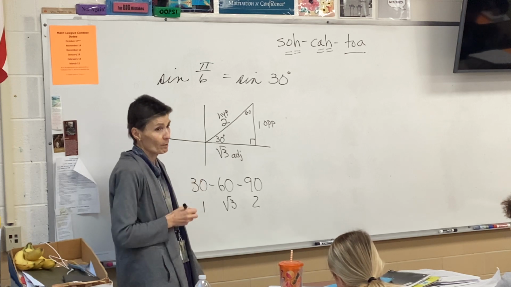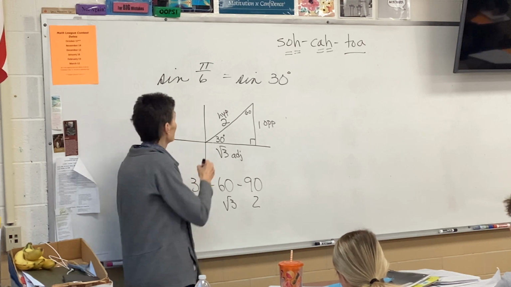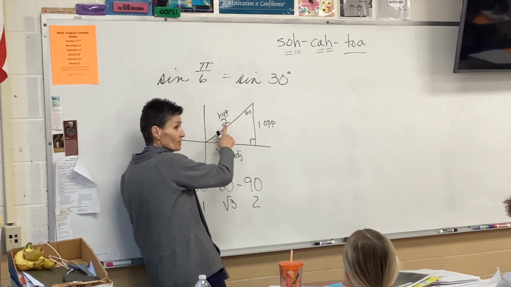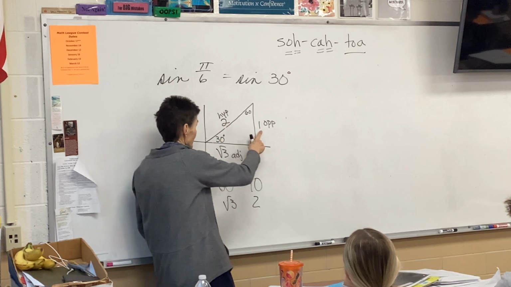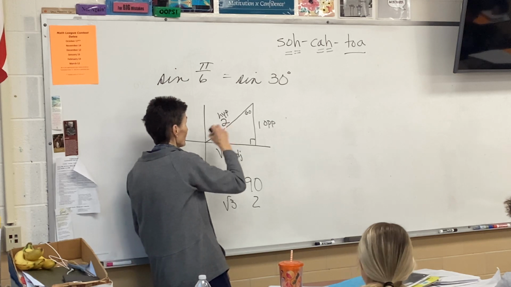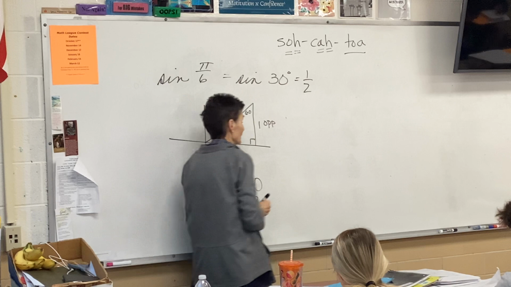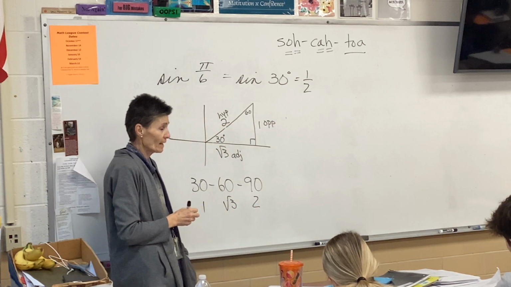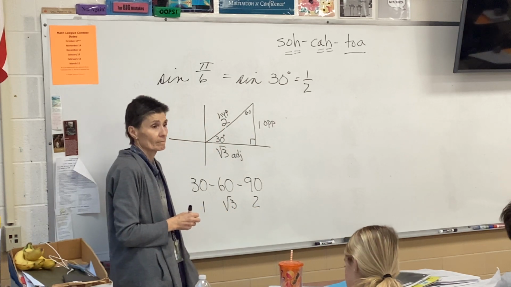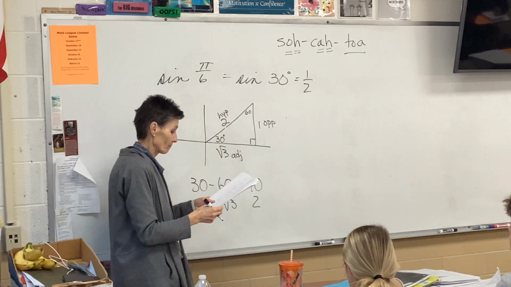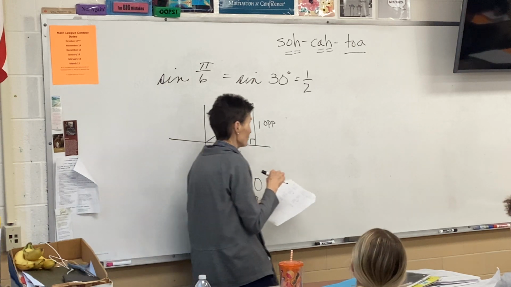Now, it's an easy problem then. Sine is opposite over hypotenuse. What's the sine of 30 degrees? 1 over 2. That easy. I'm going to skip down and do C.